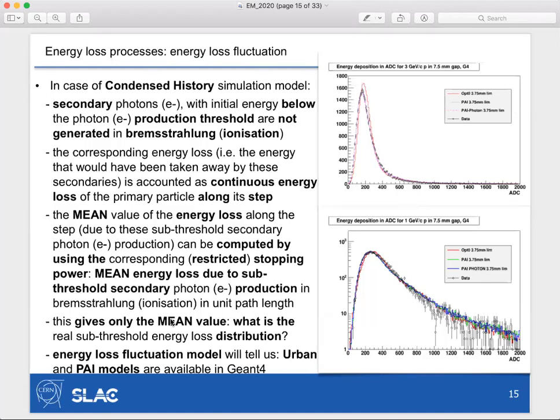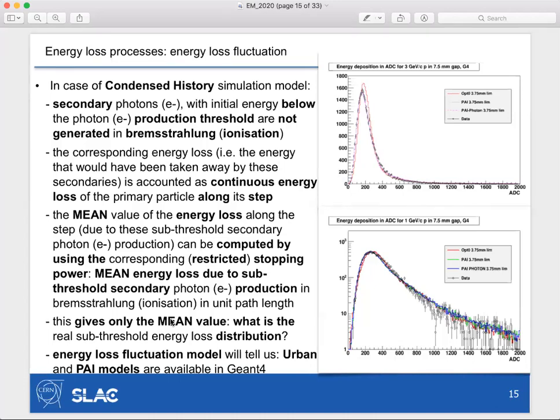So in the case of condensed history simulation, when a secondary production threshold is applied, we need to use an additional model that gives us the subthreshold energy distribution. If we know the mean energy loss, we ask the energy loss fluctuation model, which tells us what the proper distribution is.